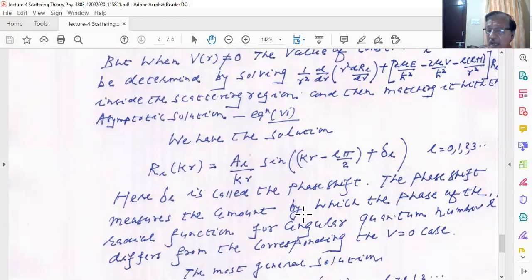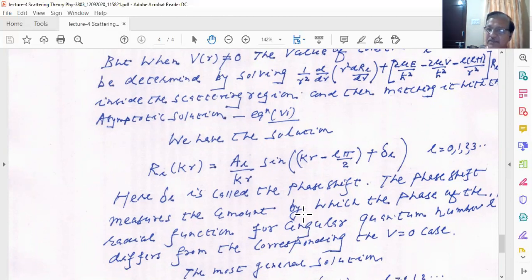This delta L is a phase shift, and this phase shift measures the amount by which the phase of the radial function for an angular quantum number L differs from the corresponding case where V equals 0.